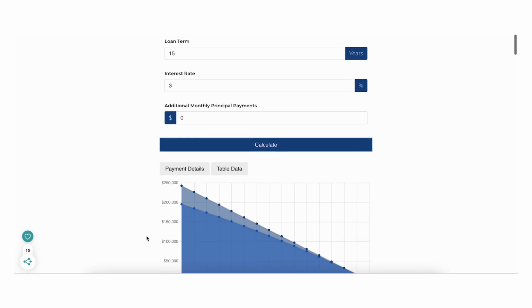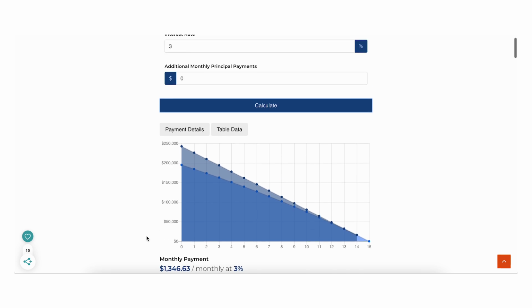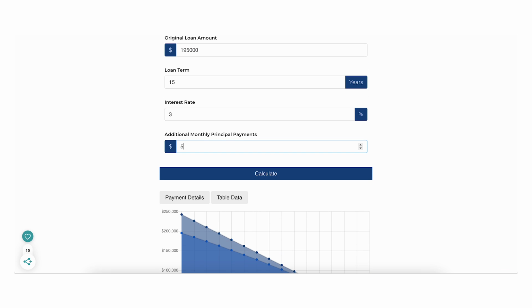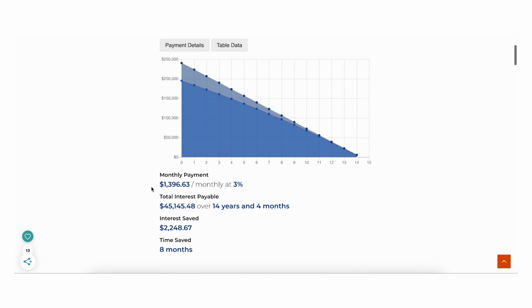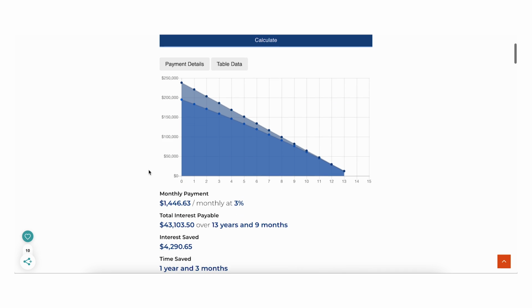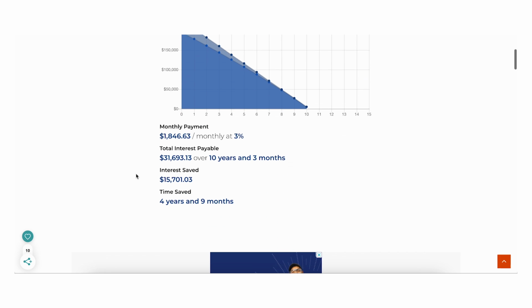Do you want to see how fast you can pay off your mortgage? You can start with a $0 additional monthly payment and adjust from there. See the impact of an extra $50, an extra $100, or even $500 a month.